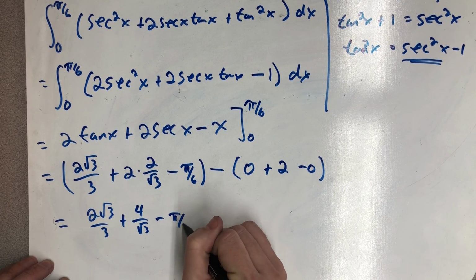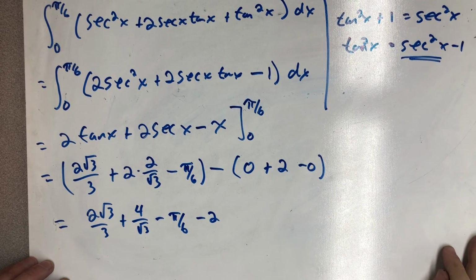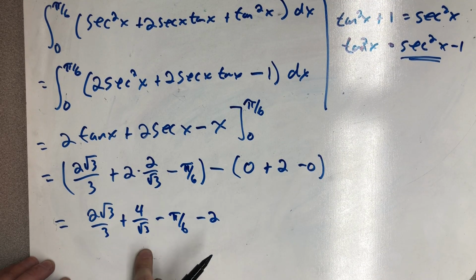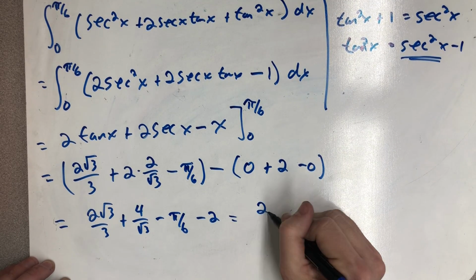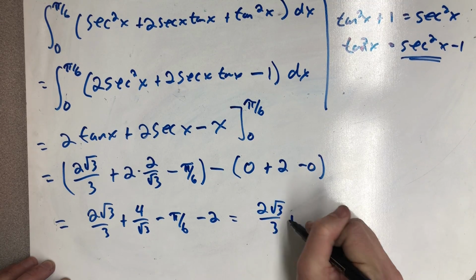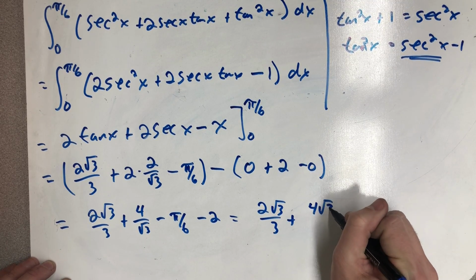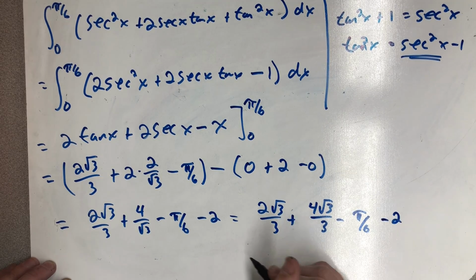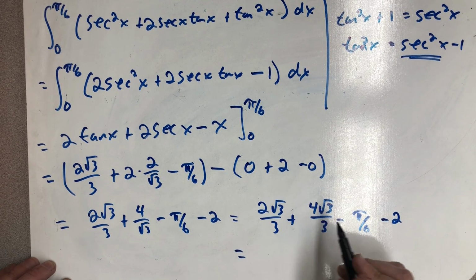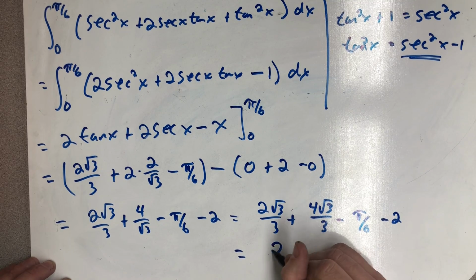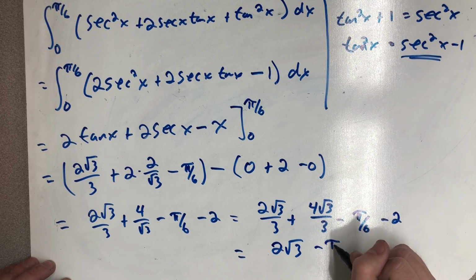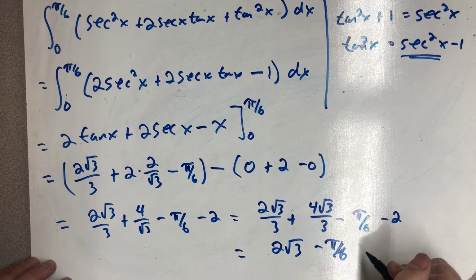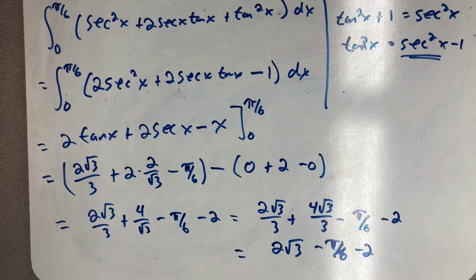Or really just rewriting things, and I have a minus 2. I could multiply top and bottom of that by root 3 and at least have a common denominator. And let's see, that would be 6 root 3 over 3, so just 2 root 3 minus pi over 6 minus 2. And there is an ugly answer, but it is our answer.